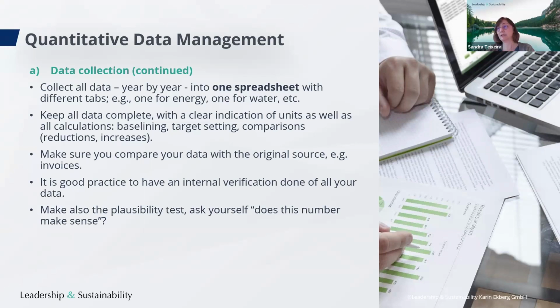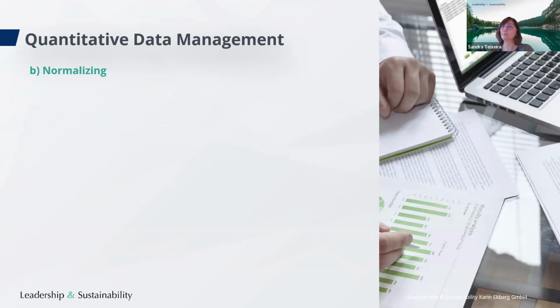Make also the plausibility test and ask yourself, does this number make sense? If you see a value that stands out because it is too high or too low, you should understand if that is possible and try to understand the reason. Because sometimes it's a typing mistake or a number that is missing in the value. So it will be very important also to have this as a standard practice in order to maintain all your data always as accurate as possible.